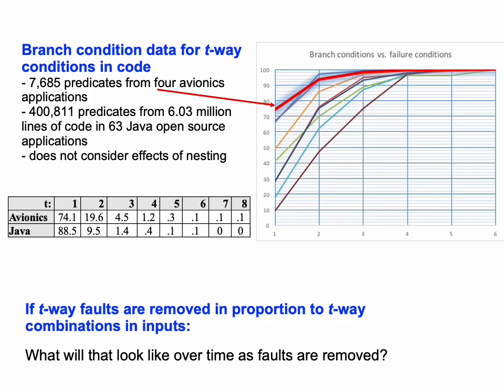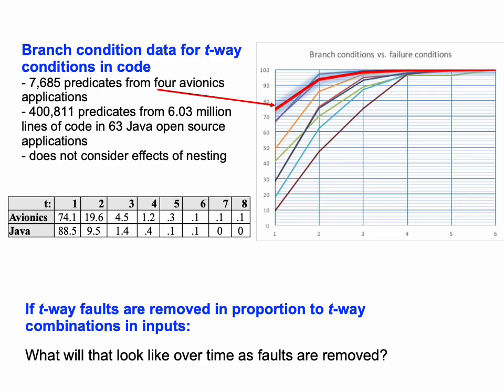If we look at the table, we'll see that the avionics software, not surprisingly, is more complex. 74% of the conditions in the avionics software involve just a single factor, whereas 88% in the Java applications involved a single factor, and so on. So also note that there were no conditions in the Java code involving more than 6 factors in a predicate. So this is actually quite consistent with the distribution of failures that we saw.